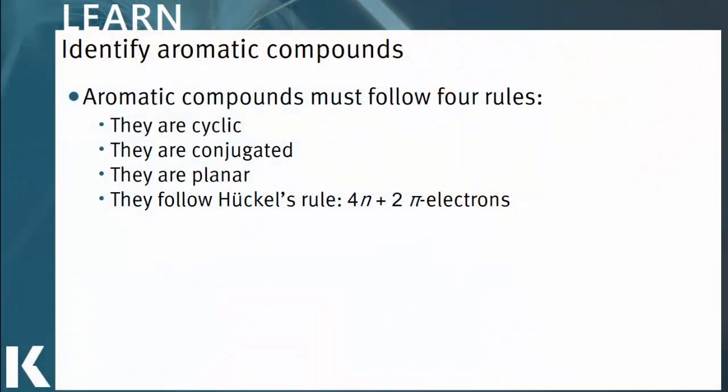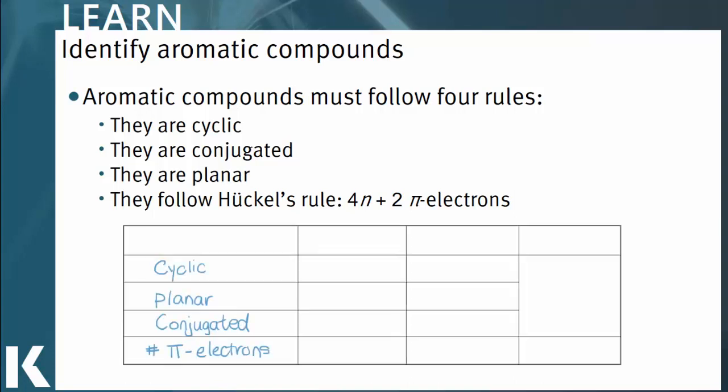Aromatic compounds are prevalent in organic chemistry for reasons we'll discuss in a later slide. There are strict guidelines that must be followed for a compound to be considered aromatic. It must be cyclic and it must be planar. The molecule is planar because of the system of delocalized electrons caused by conjugation.